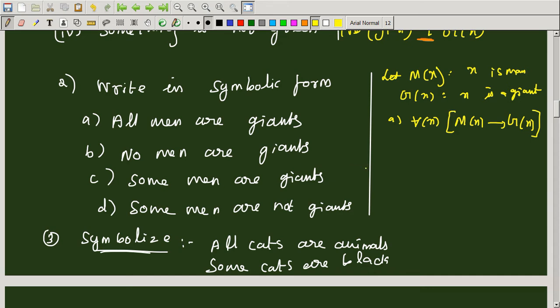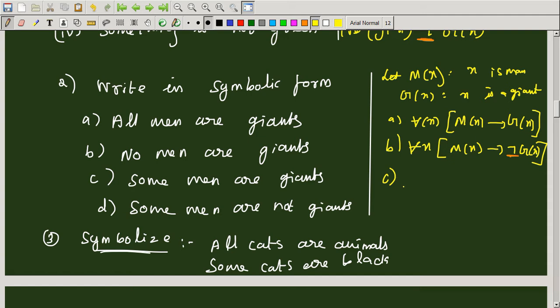Next, "No men are giant." So we have to use negation. No men: for all x, because here everything is considered, but it's a negation. So m of x, negation g of x, because no men are giant. That's why you have to apply negation here.